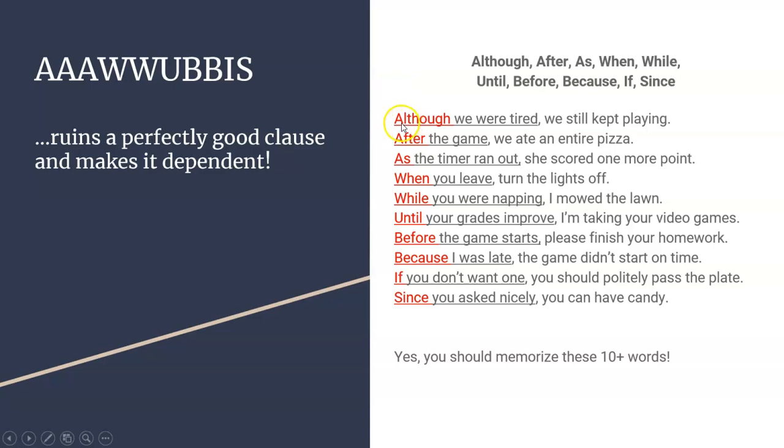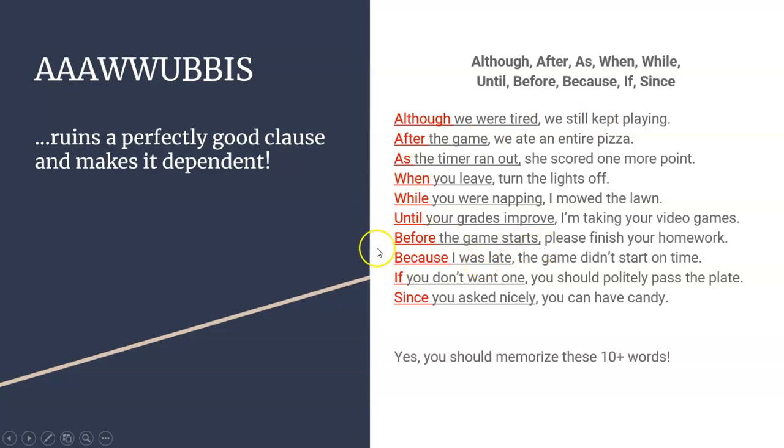So let's look at a couple of examples. Although we were tired, comma, we still kept playing. All right, we were tired. By itself, this could be an independent clause. I've got a subject, we, and a predicate, were tired. But when I tack on this WUBIS word, this subordinating conjunction, suddenly I've got a dependent clause. I can't just say although we were tired because again it's not a finished thought. So I had to tack on an independent clause to help it out. Although we were tired, comma, we still kept playing.